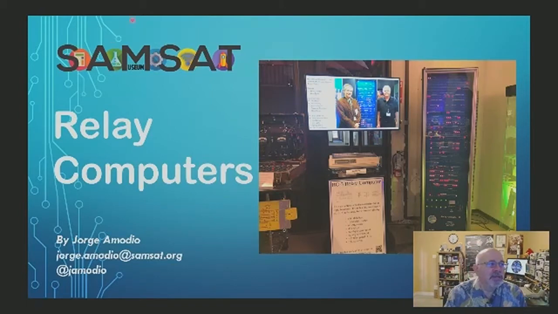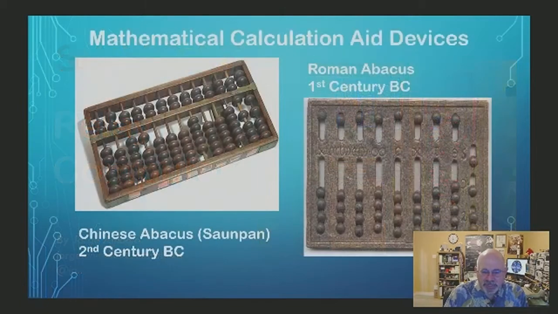Before we get on the computers, let's talk a little bit about history. What started all this, the need for computers and how to facilitate making calculations. From the early days, from the 2nd century Chinese abacus, called the suanpan, or 1st century Roman abacus, we were always trying to find some mechanical aid to facilitate making mathematical calculations, doing some basic operations.